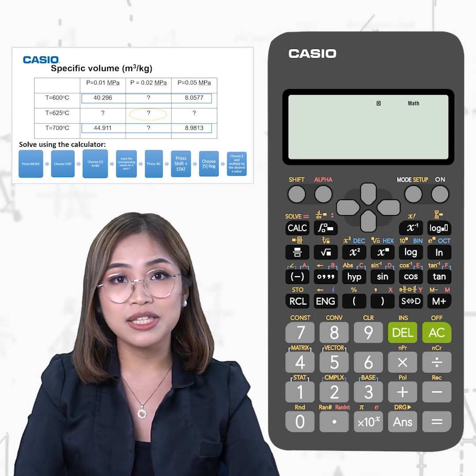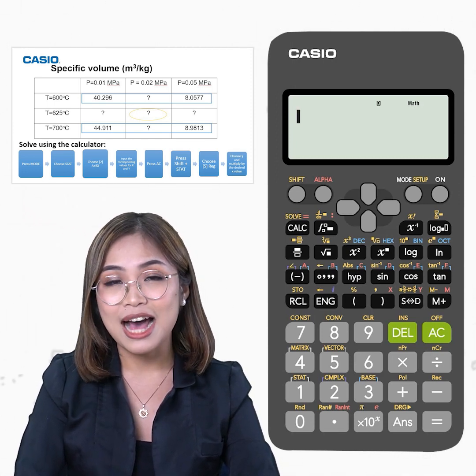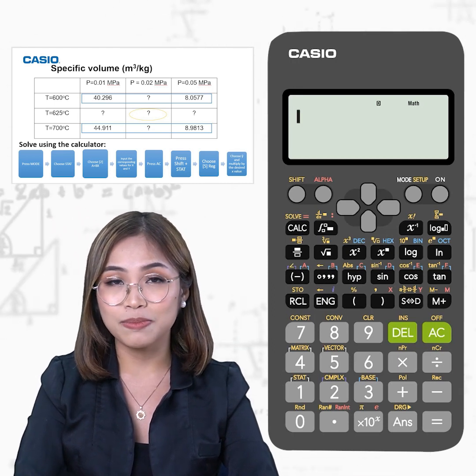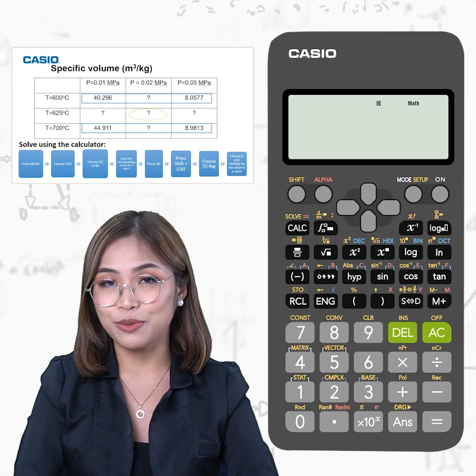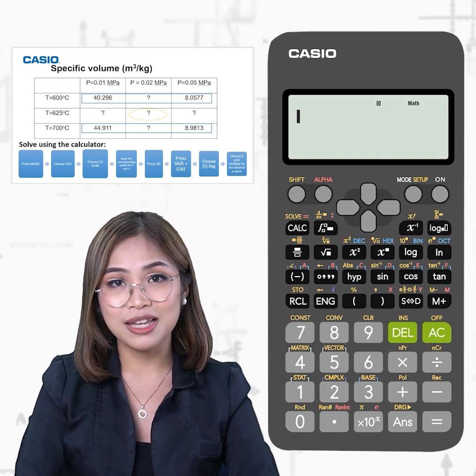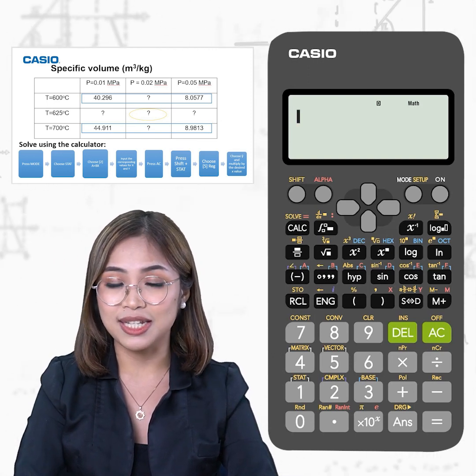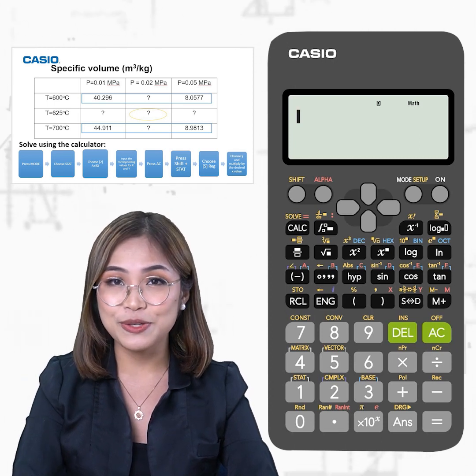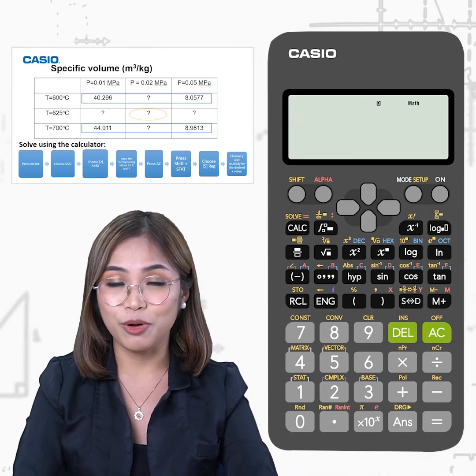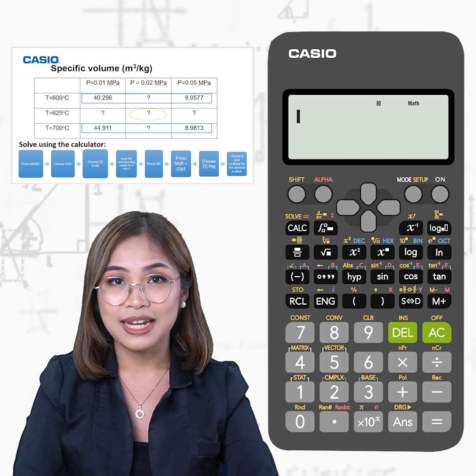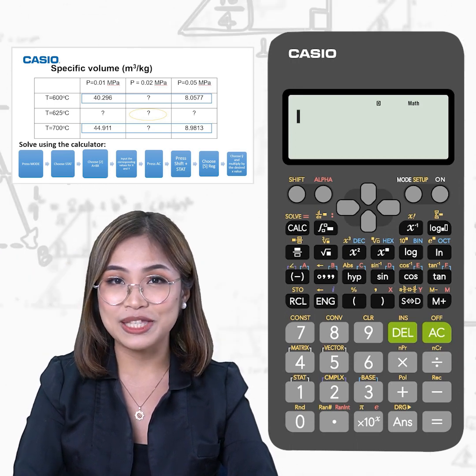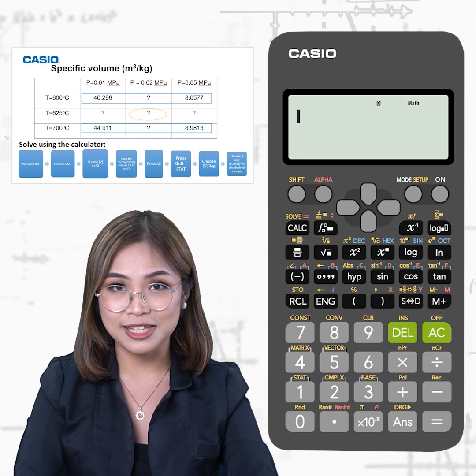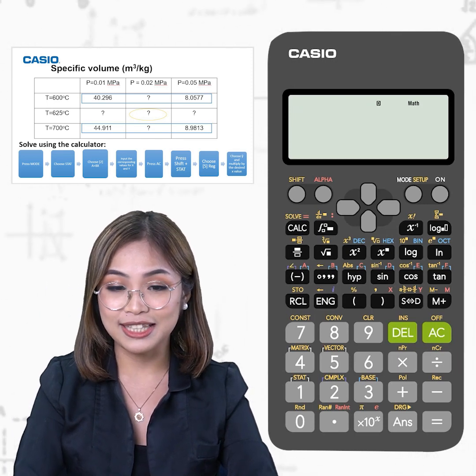Here, we could first interpolate using P as the independent variable to find the specific volume at P equals 0.02 MPa at both 600 degrees and 700 degrees Celsius. Then, we would need to interpolate again using T as the independent variable to get the answer. Now, let's do the interpolation using Casio FX-570ES Plus 2nd edition. The steps are shown here in the diagram.